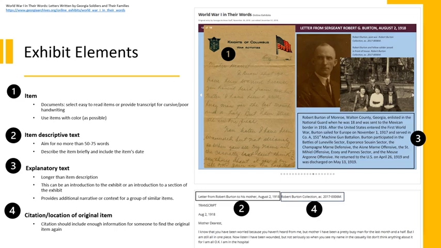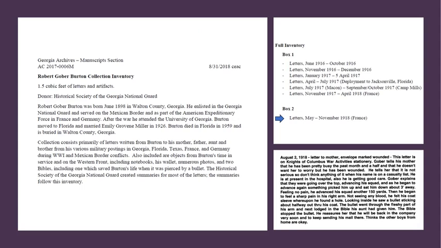And on the next slide, we'll take a look at the collection's inventory and make sure that we have enough information to get back to this letter. Okay, so here's the collection inventory for the Burton collection. You'll see the accession number listed here at the top.